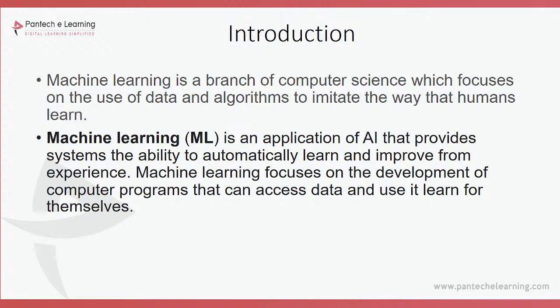Machine learning is the use and development of computer systems that are able to learn and adapt without following explicit instructions, by using algorithms and statistical models to analyze and draw inference from patterns in data. So, machine learning is a branch of computer science which focuses on the use of data and algorithms.